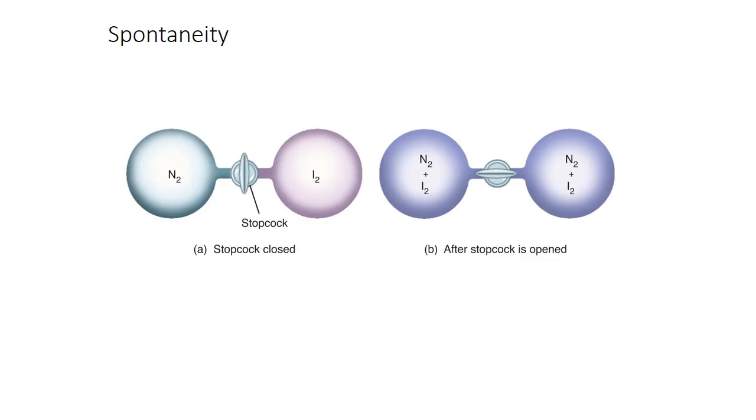This is another example. If we have nitrogen enclosed in a flask on the left and iodine gas enclosed in a flask on the right, and we open that stopcock, we know that these two gases will spontaneously mix together because they will both diffuse across both flasks.